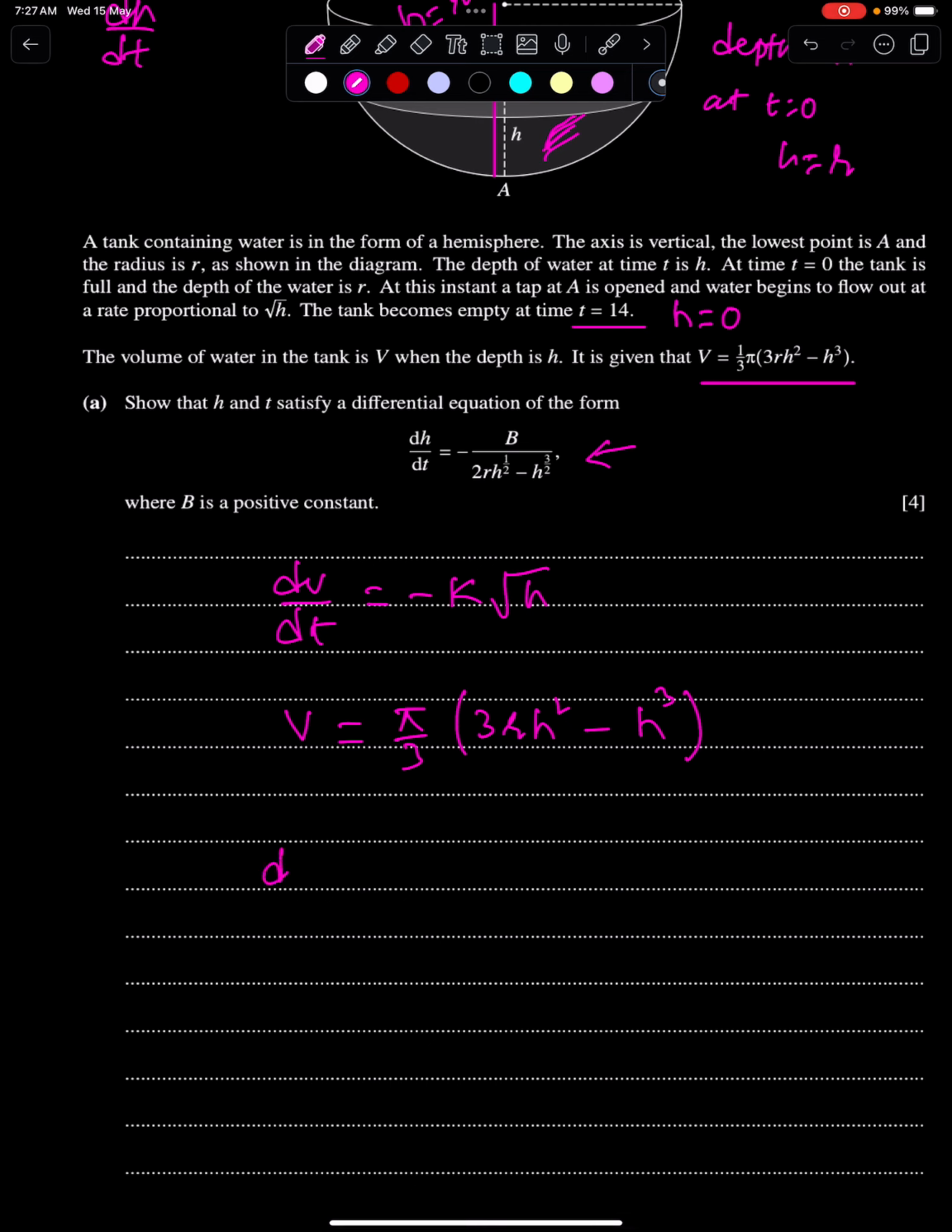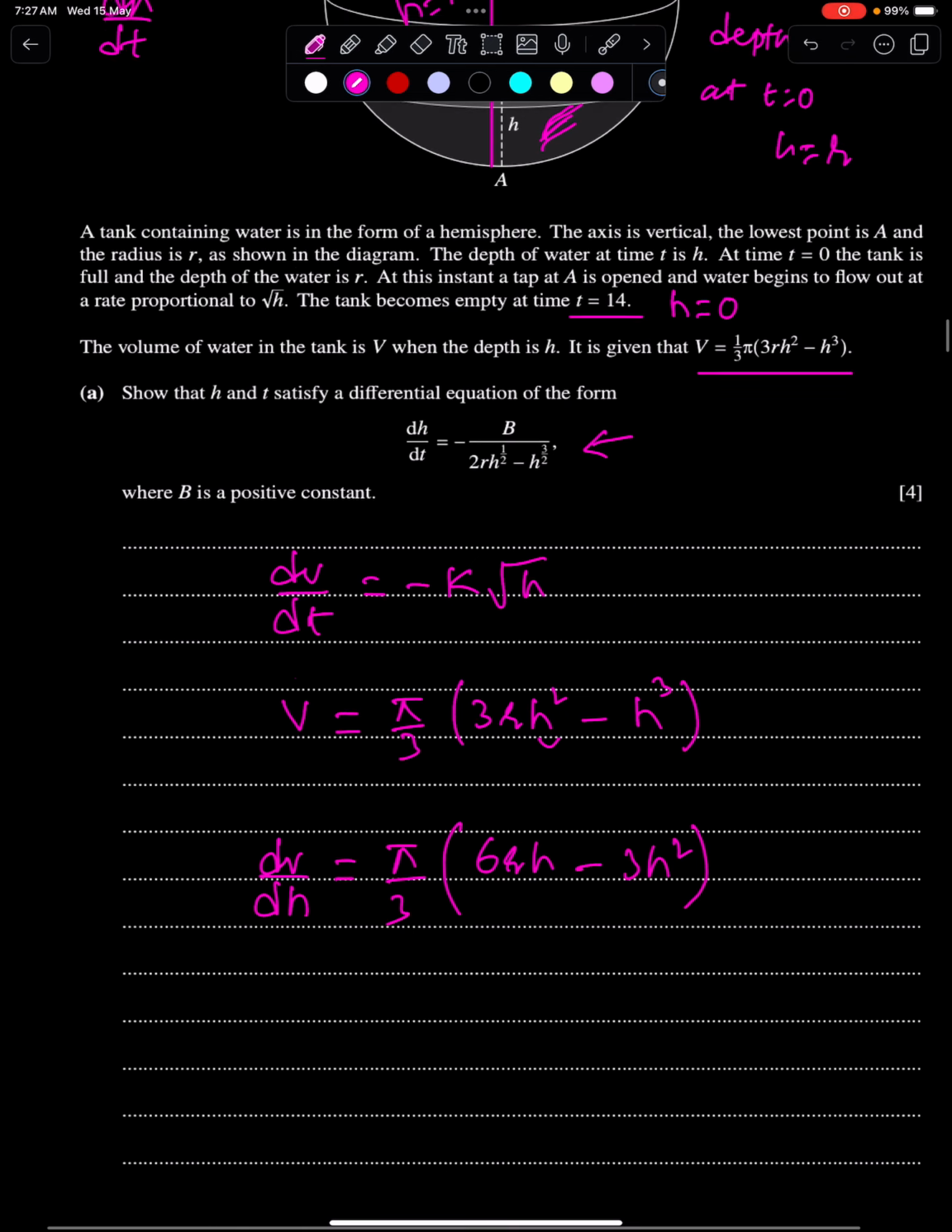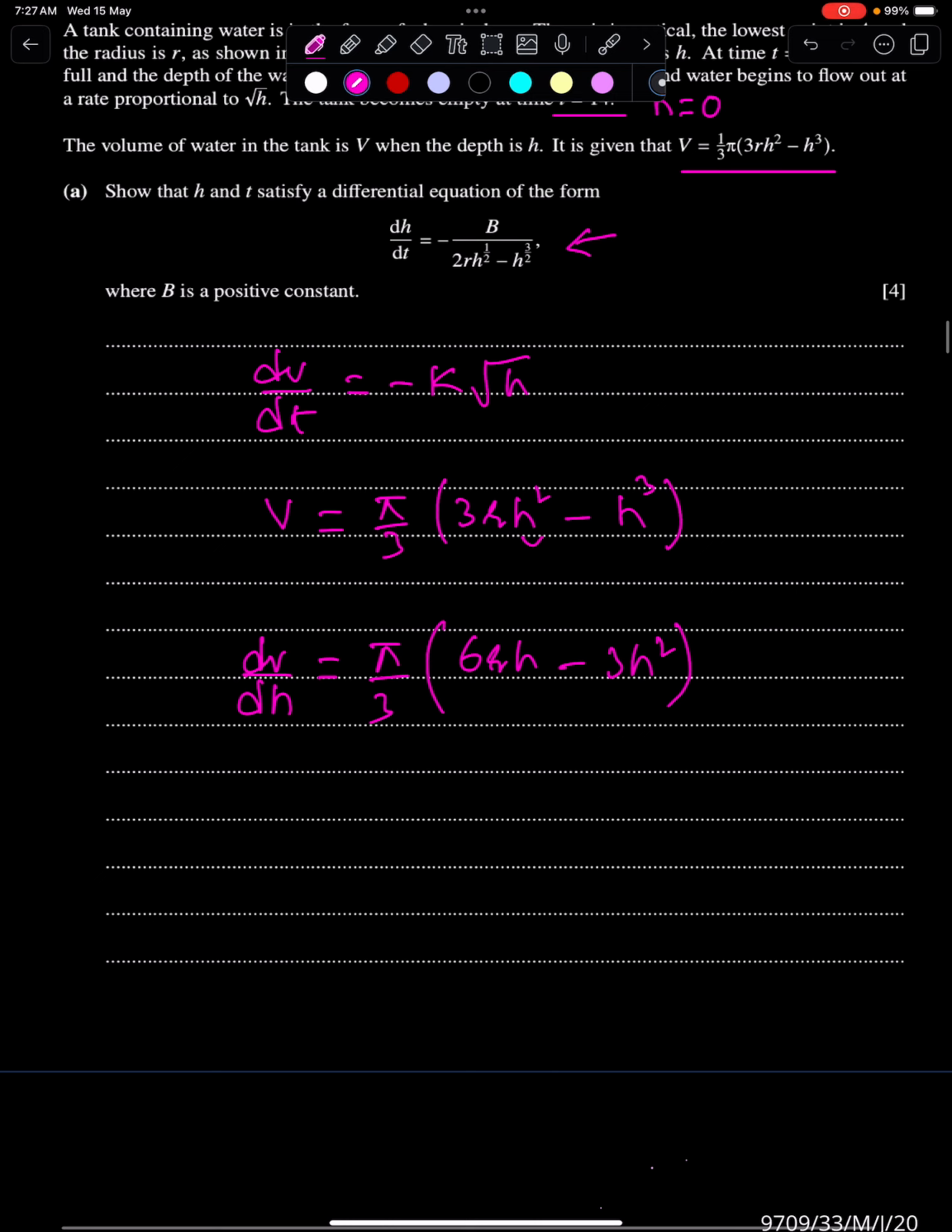So first we need to differentiate v with respect to h. So pi by 3, when we will differentiate h square, we'll get 2h, so it will be 6rh, and this is 3h square. Now use the chain rule. dv upon dt equals dv upon dh times dh upon dt.